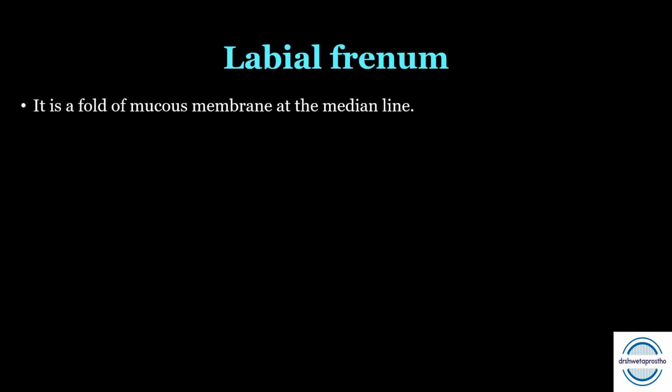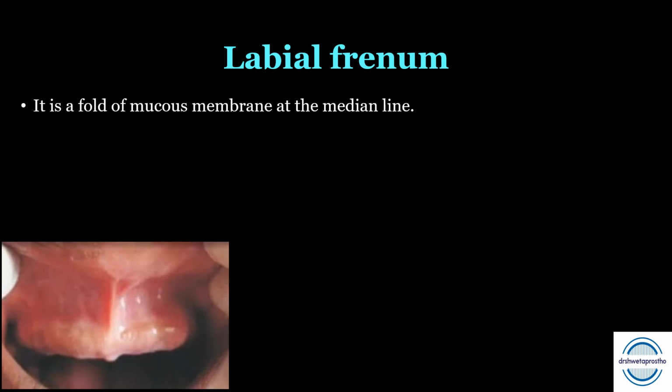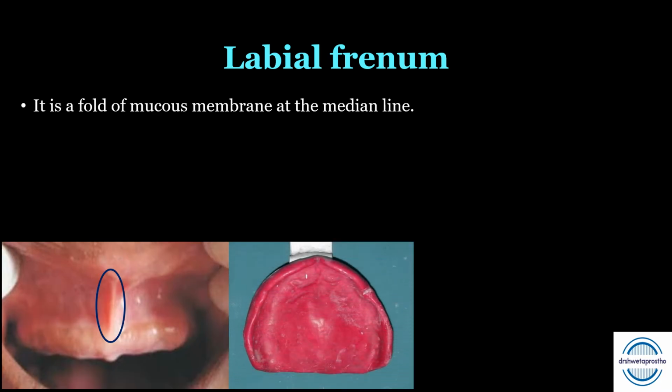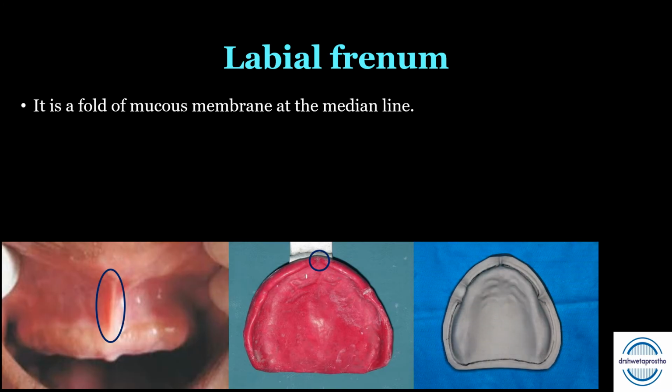Labial frenum, the first limiting and the anterior-most structure. It is a fold of mucous membrane at the median line. We can see in the picture, it appears as a notch in the impression. This is called the labial notch. We can easily locate the labial frenum on the cast or the model also.